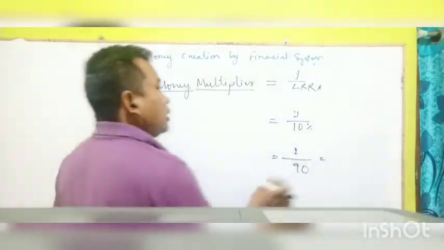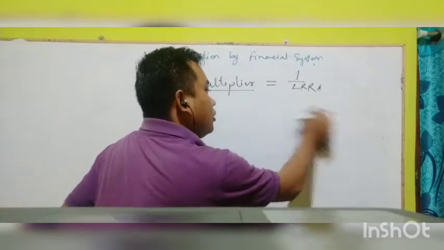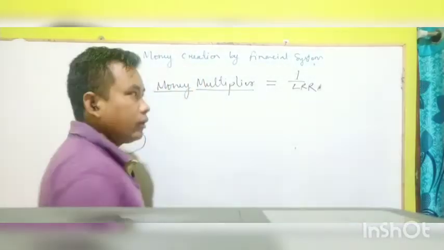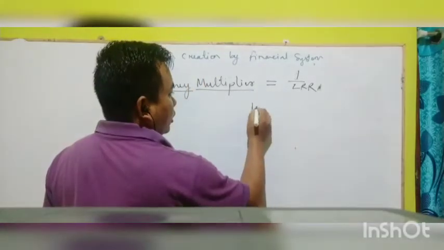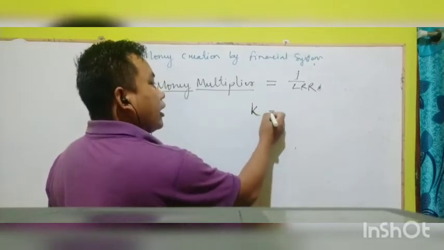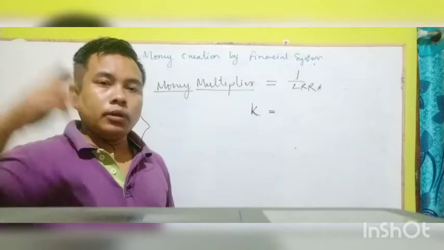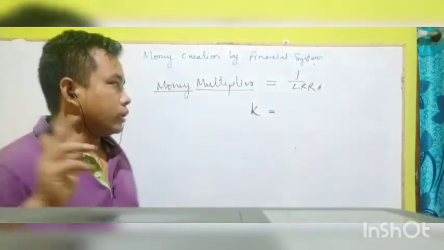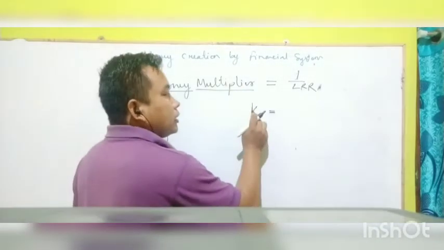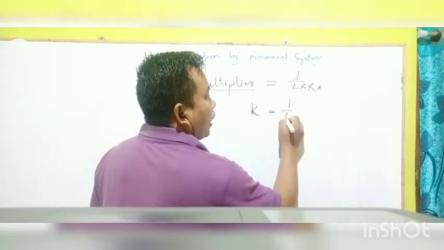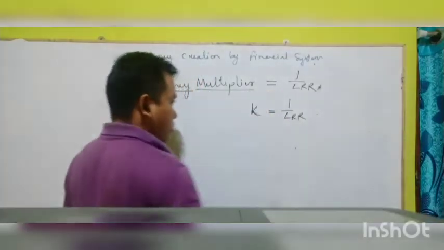Sometimes in your books the money multiplier may be written as K, but whatever K is, the investment multiplier will be our term 2 syllabus. In term 1 the money multiplier K is equal to 1 by LRR.